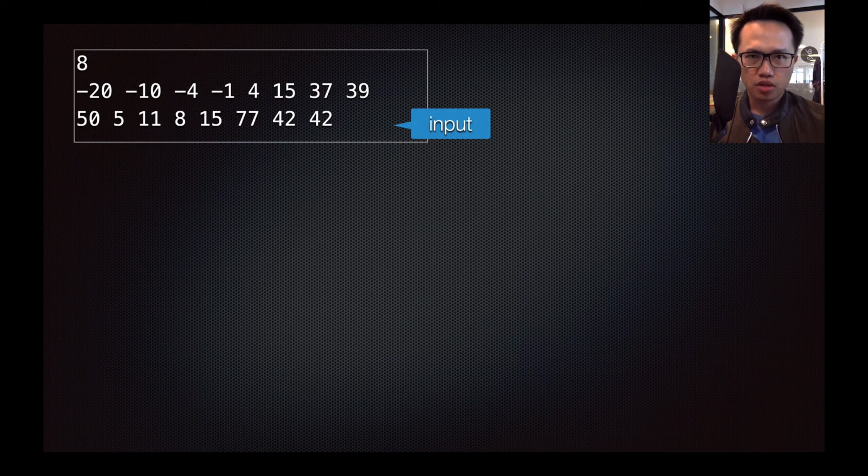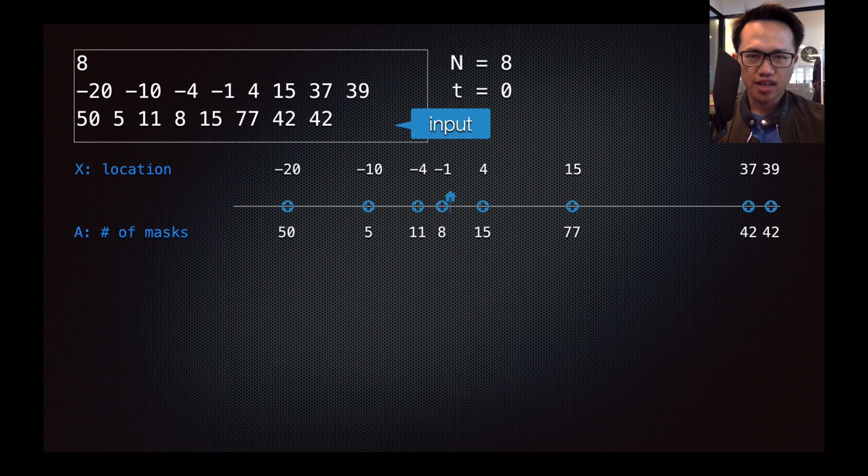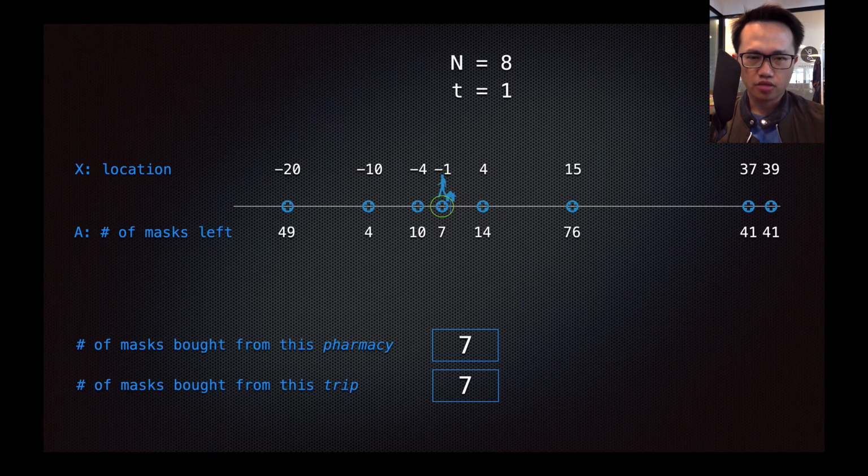And here's the input sample I'd like to go over with you. In this case, N is 8, so there are 8 pharmacies, and here is the graphical depiction of the problem. You see there are locations, and there are also inventory counts, which is the number of masks here. Alright, let's take a trip to the first pharmacy toward the left. It took 1 second, and now the number of masks there is 7 instead of 8. Okay, and now you keep walking toward the left.